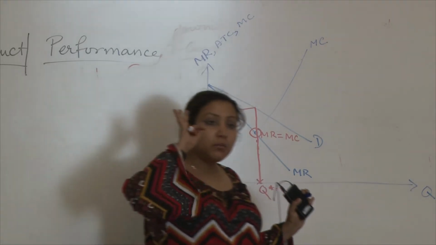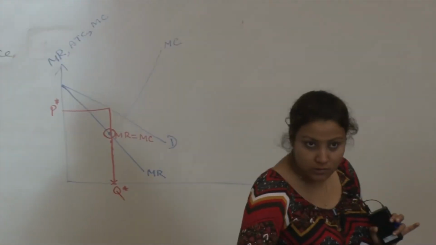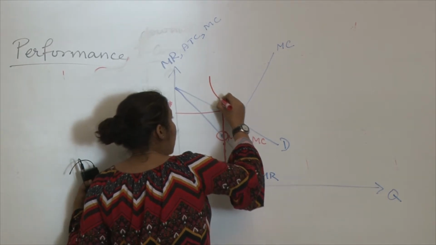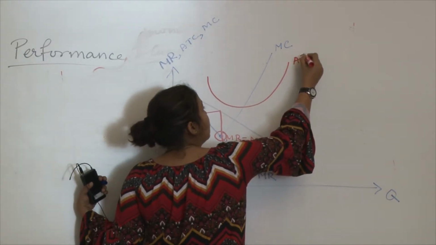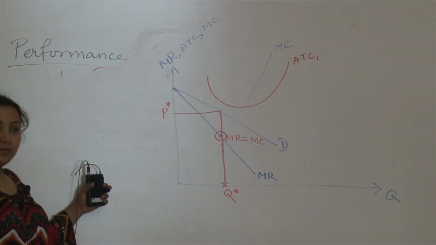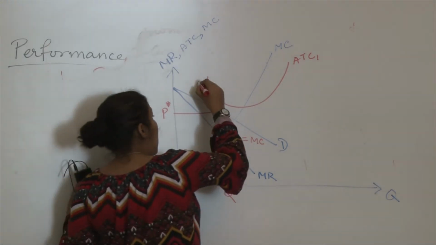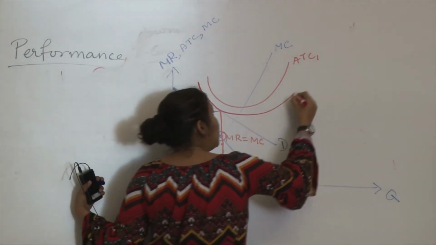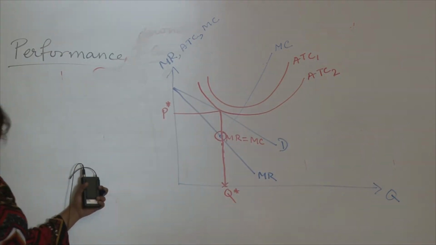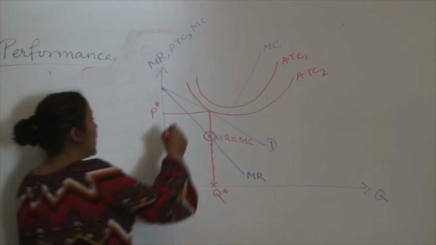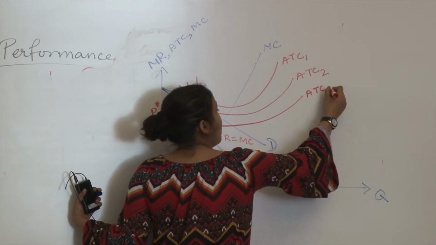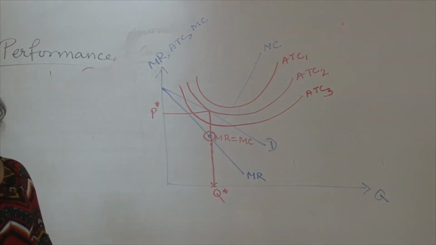Once again, there can be three possibilities for a monopolist. Just like the perfect competition, the ATC curve can lie above the demand curve. It can look like this. So, it can be in a situation like that. It can be like ATC2 where it is exactly touching the demand curve at that point. Or it can be like ATC3 where it is lying between the demand curve and the marginal revenue curve.